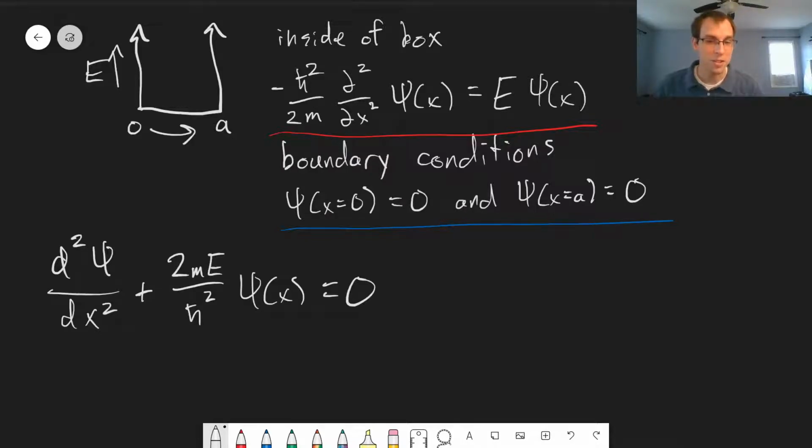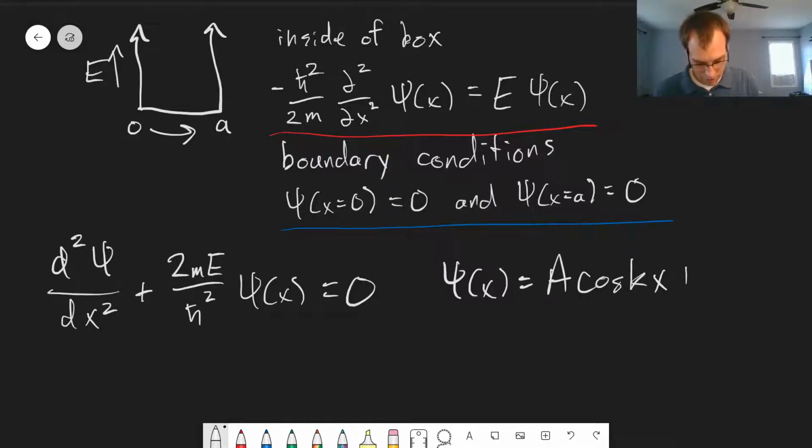Okay, so hopefully you took the chance to look at this. I understand if you didn't. But what we're going to see is the solutions look exactly the same. This is the exact same differential equation we had before. So our solutions for psi of x are going to look exactly the same. It will be some constant a times cosine of kx plus some constant b times sine kx.